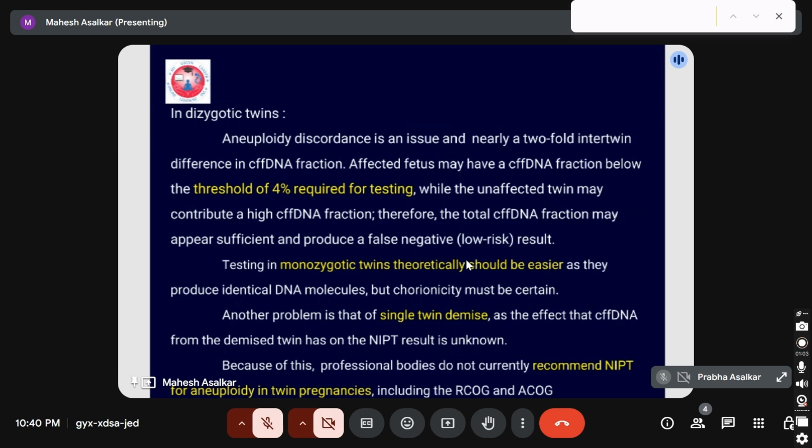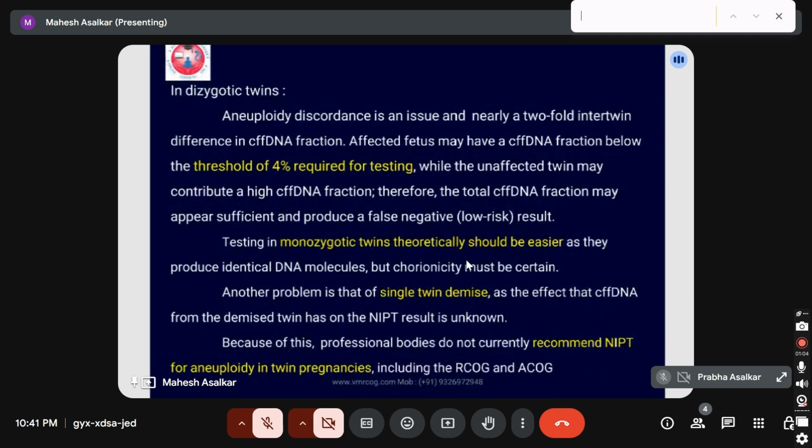Testing in monozygotic twins, theoretically, should be easy, because identical DNA molecules will be produced, but one should be very sure about the chorionicity, that it is a monozygotic twin. Monozygotic twins will have identical genetic material, while in dizygotic twins there will be discordance in the genetic material, but if the quantity of the affected gene is adequate, then only it will be picked up.